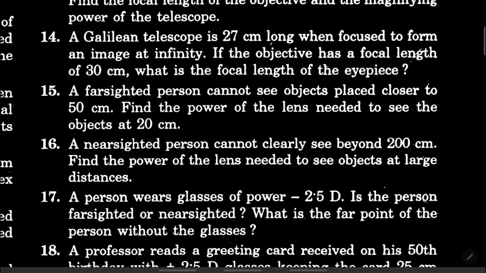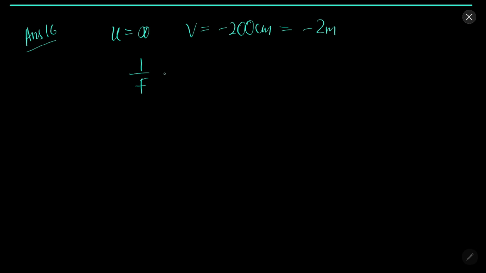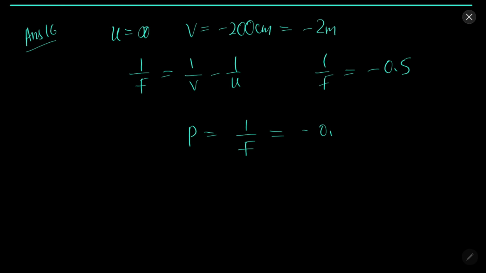In question 16, a person cannot clearly see beyond 200 centimeter. Find the power of lens needed. So this is solution 16. U equal to infinity, V equal to minus 200 centimeter or minus 2 meters. So 1 by F equal to 1 by V minus 1 by U. 1 by F will come out to be minus 0.5. So power is 1 by F, which is minus 0.5 diopter.